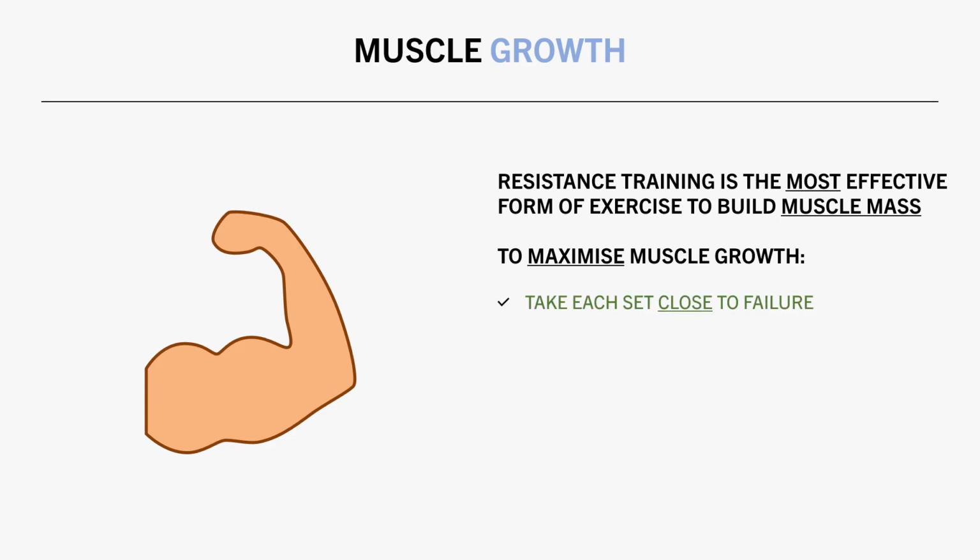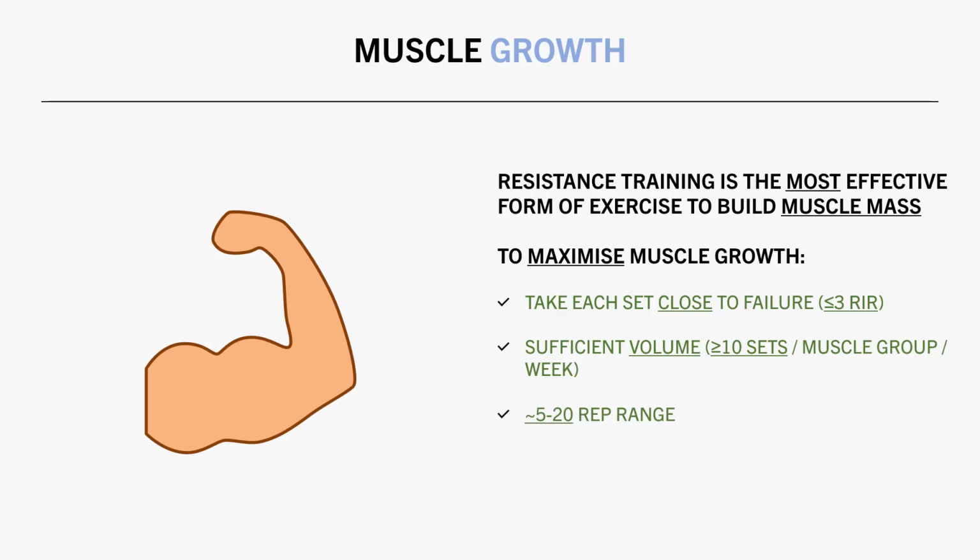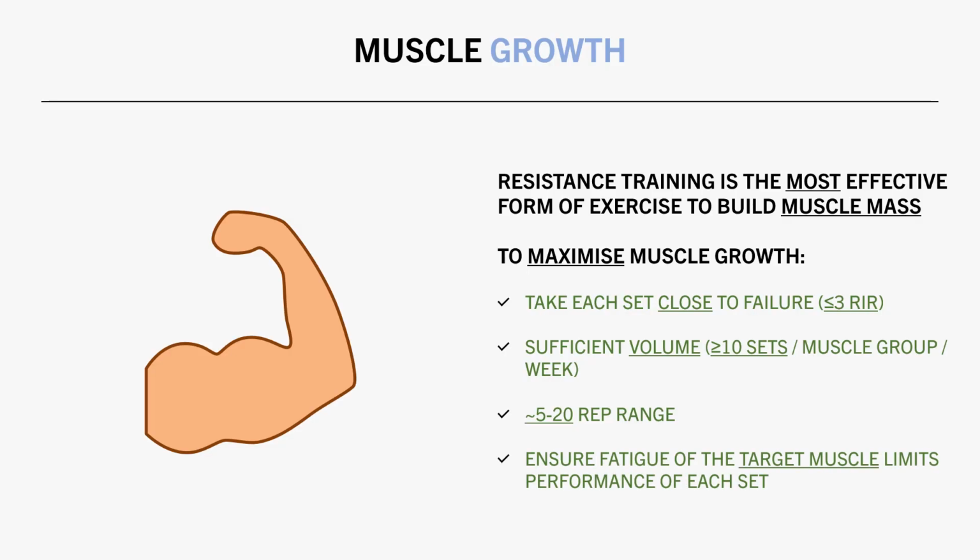Take each set fairly close to failure, at least around 3 reps in reserve. Train with a sufficient amount of volume, at least around 10 sets per muscle group per week. Lift somewhere within the approximate 5 to 20 rep range and adjust load accordingly. And ensure that fatigue of the target muscle is the limiter of each set.